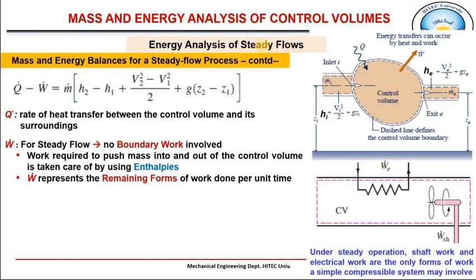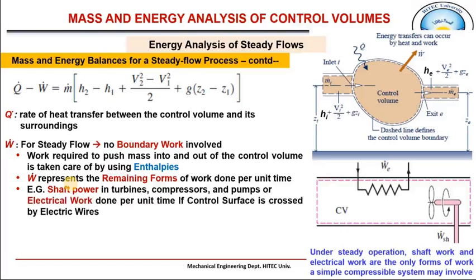So we are discussing steady flow devices. That W dot here in a steady flow system represents shaft power, if it is a turbine, compressor, or pump. In all these devices, the energy which is supplied or taken out is in the form of shaft work, right? Or it could be electrical work, if the control surface is crossed by electric wires.